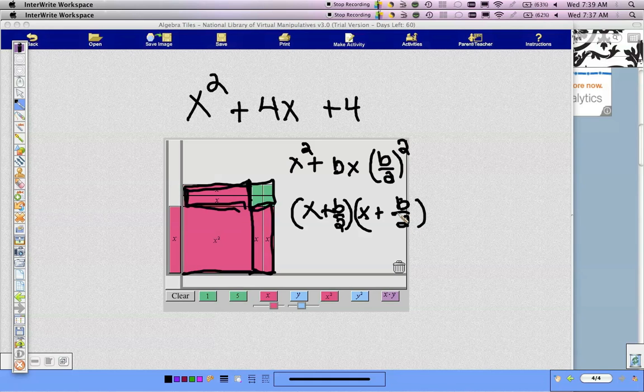And you can see the reason we call it completing a square as well is because this is x plus b over 2 times x plus b over 2, and the more concise way to write that is x plus b over 2, close your parentheses, and then quantity squared. So that's why it's called completing the square.